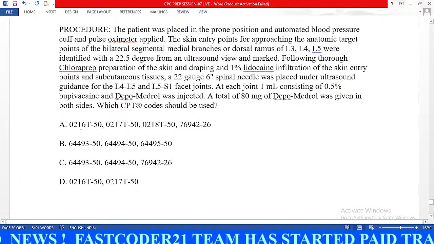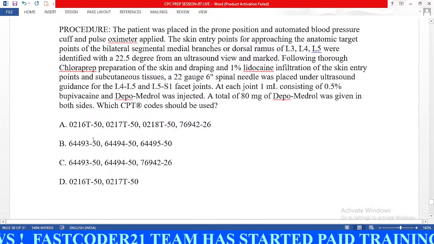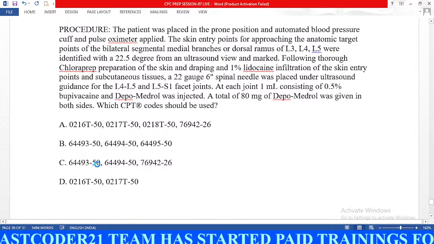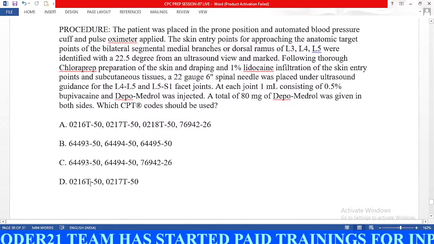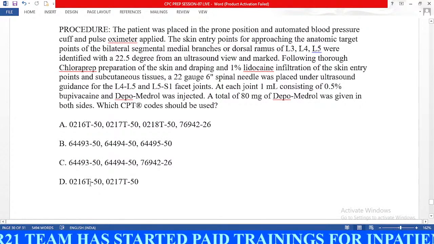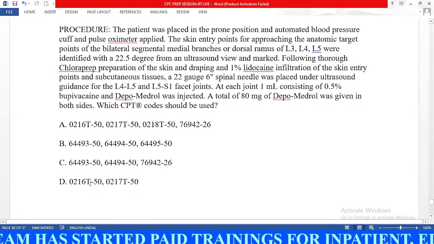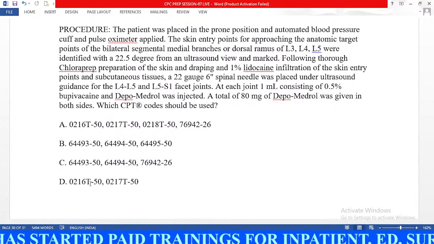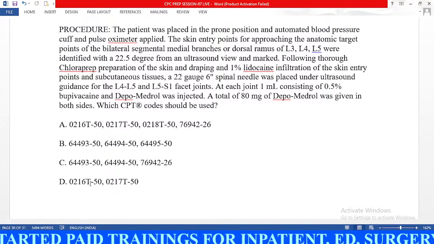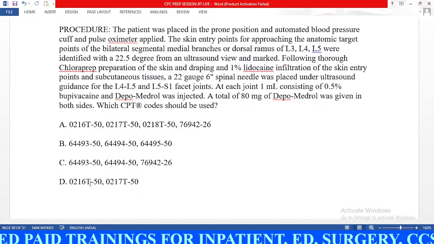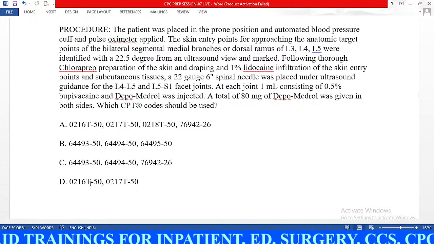So guys, the options are 0616T, 64493, 64493, 0616T. So it is a bit complex. Now it is 11:06. We will discuss the answer at 11:10.